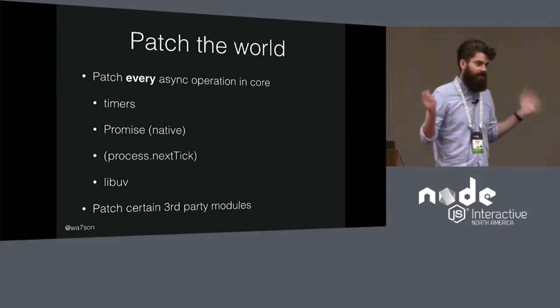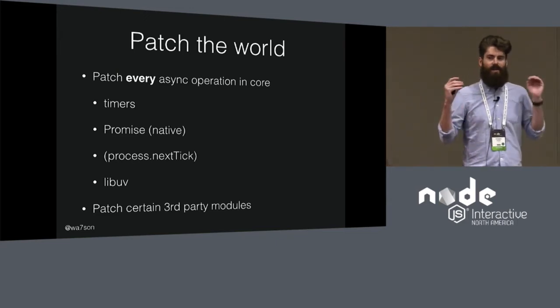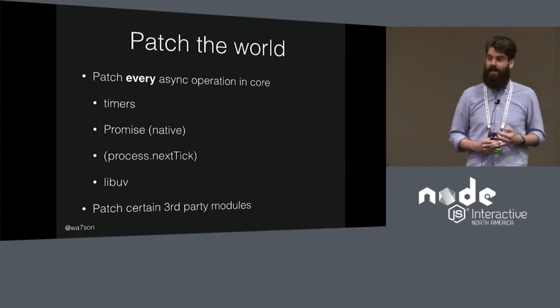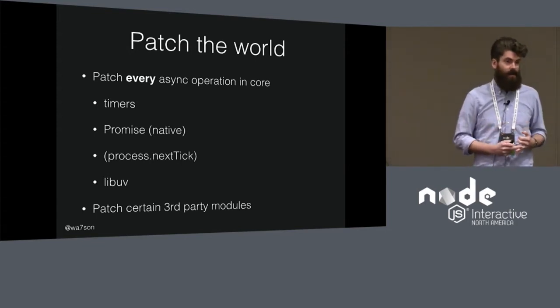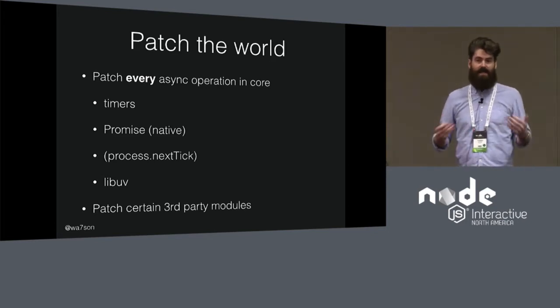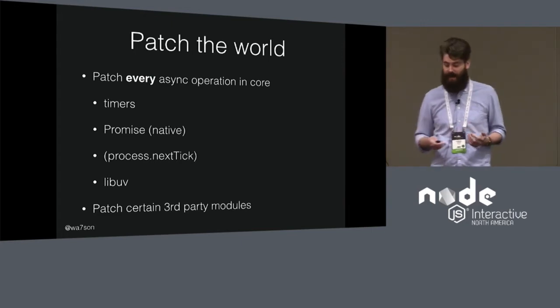So this is basically how all performance monitoring tools you use today work. This is how Opbeat works, the company that I work for. This is how New Relic works. Seems kind of messy, right? It would be nice if Node provided a way for us to do this without having to patch everything.